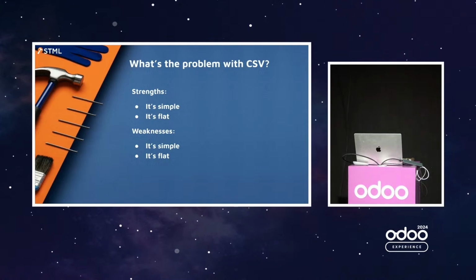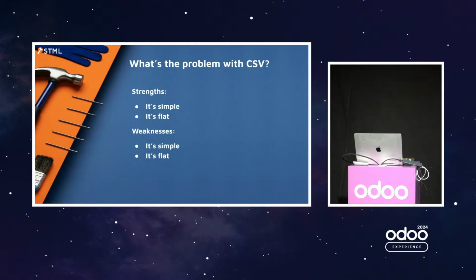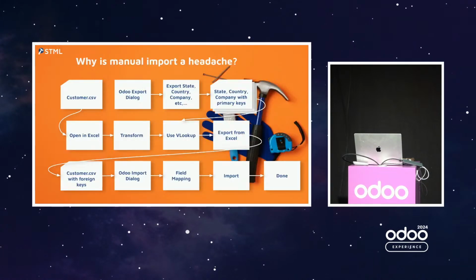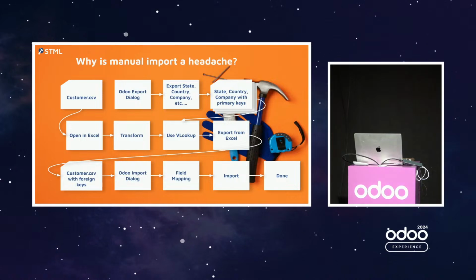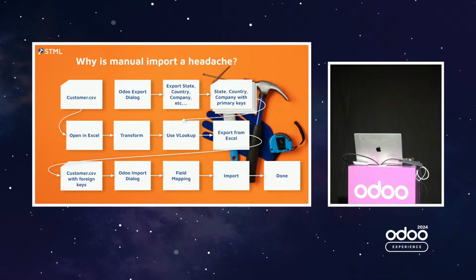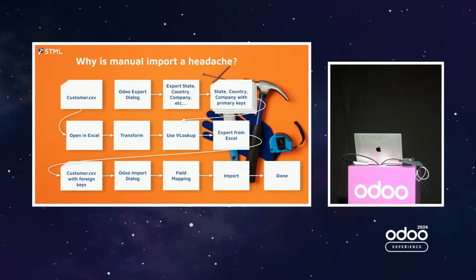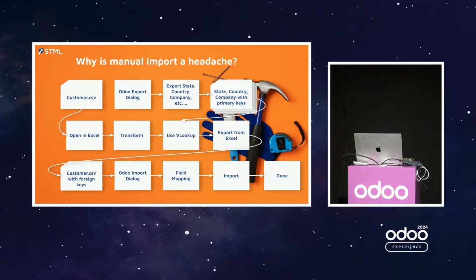Primary keys, secondary keys, and before you know it, you are opening a whole can of worms. Now let me explain what I mean with that. This is from a project a while back for an Odoo partner. They gave me a customer CSV file. I'm sure you've all been there. And the task was to import it.